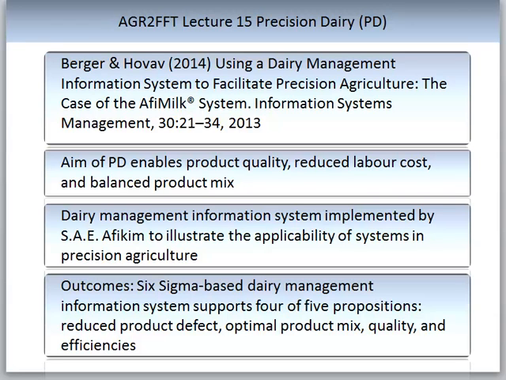The study outcomes were that Six Sigma-based dairy management information systems can support 4 or 5 propositions. These include reduced product defects, optimal product mix, increased quality, and better efficiencies.